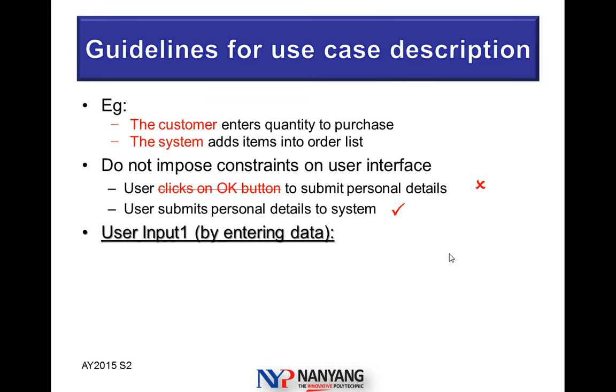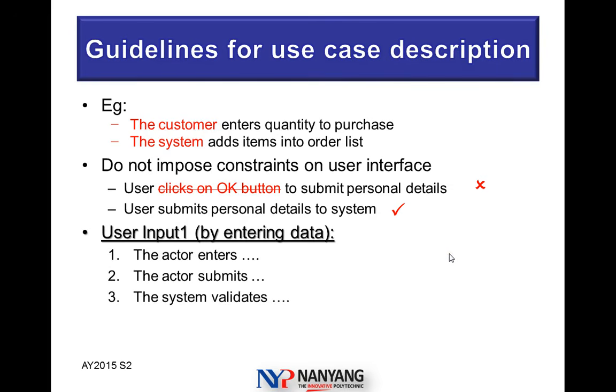So here are some guidelines. For instance, when you want to indicate how users do inputs by entering data via the keyboard, this is what you could normally do. The actor enters, the actor submits, then the system validates, followed by the system verifies.